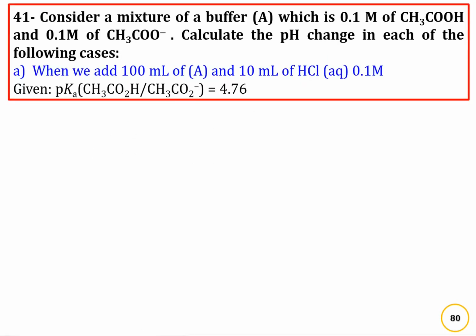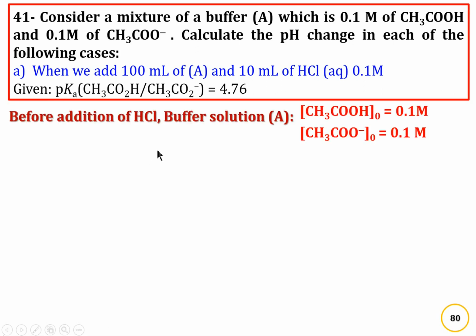Exercise 41. Consider a buffer solution A, which is 0.1 molar acetic acid and 0.1 molar acetate. Calculate the pH change in each of the following cases. We add 10 ml of HCl 0.1 M. So before the addition of the acid, we have a buffer solution where the initial concentrations are equal to 0.1.